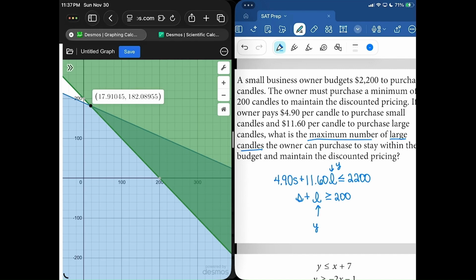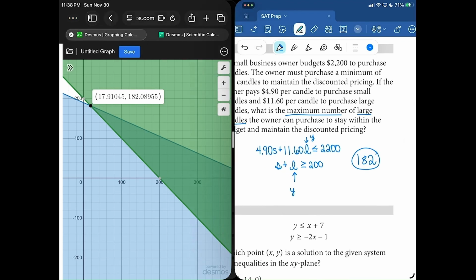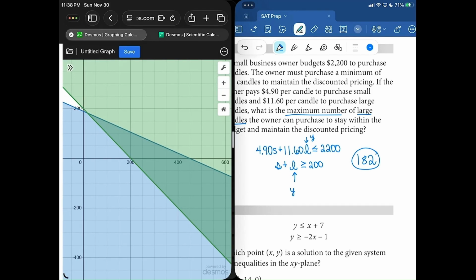And this is going to be 182 of them. So, just for clarity, if they were asking for the largest number of the small candles, we would do the same thing, except look over here and see what the largest number of small candles would be. In other words, the X value. So in this case, she could buy 448 of the small candles, but then she would have no money left over for the large candles. Okay, anything within this darker region works, but we are going to go with the first answer that I mentioned, 182 here.